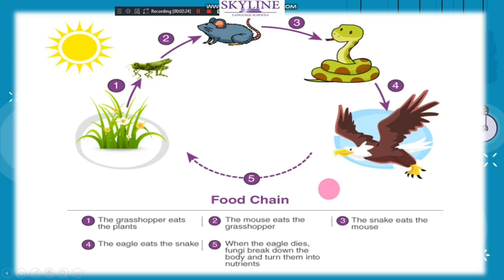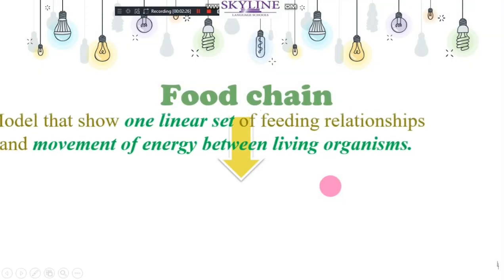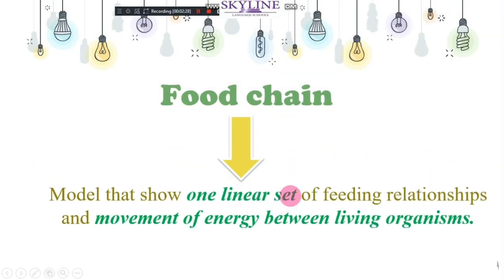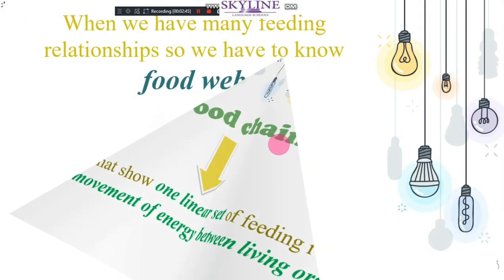Okay, a food chain is one linear set of feeding relationships and movement of energy. Feeding relationships, movement of energy. So it's called a food chain.